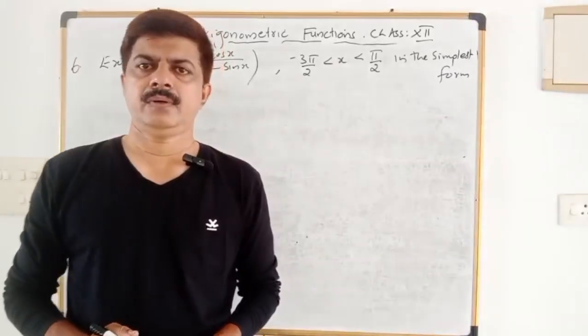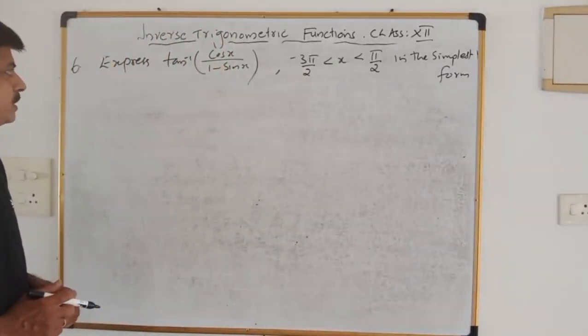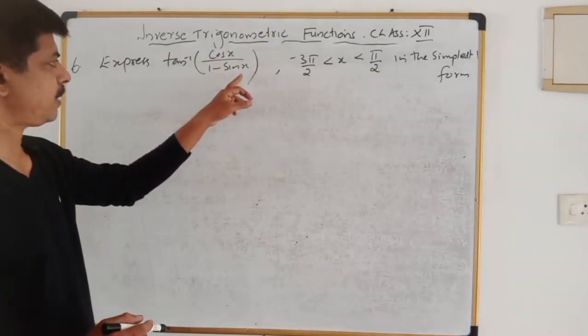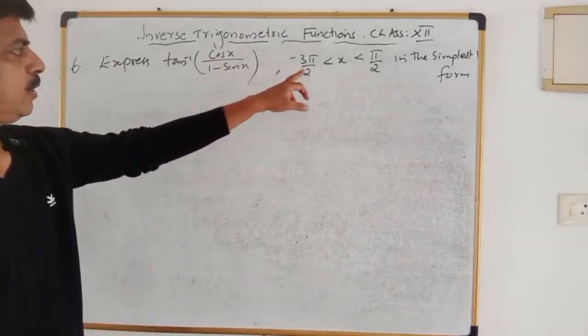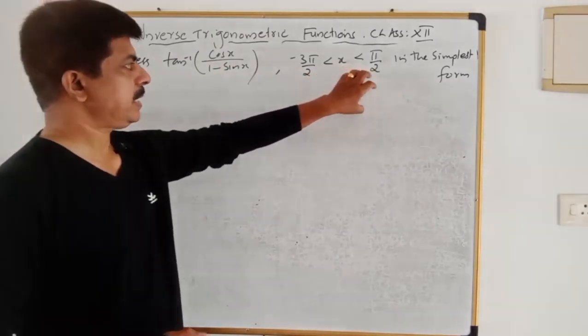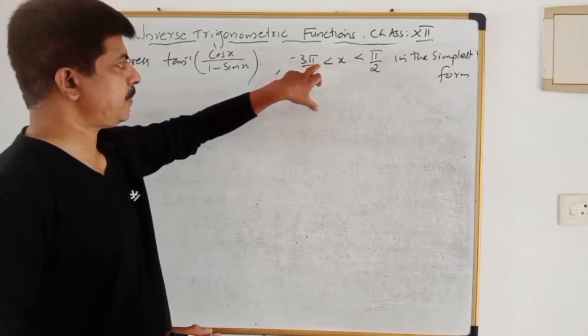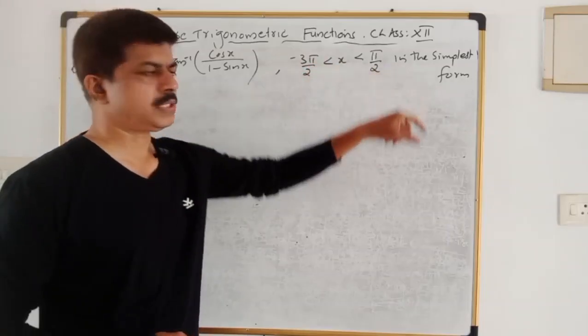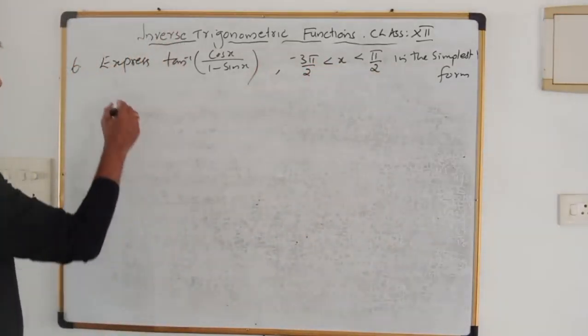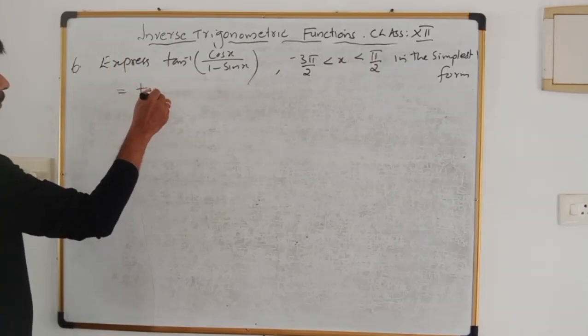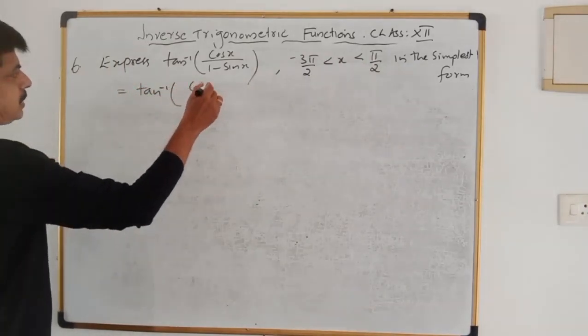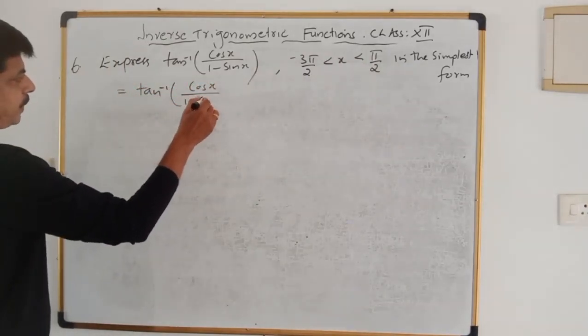Okay, we will discuss the sixth question. Express tan inverse of cos x by 1 minus sin x, where x lies between minus 3 pi by 2 and pi by 2, in the simplest form. We have to express this expression in simplest form.